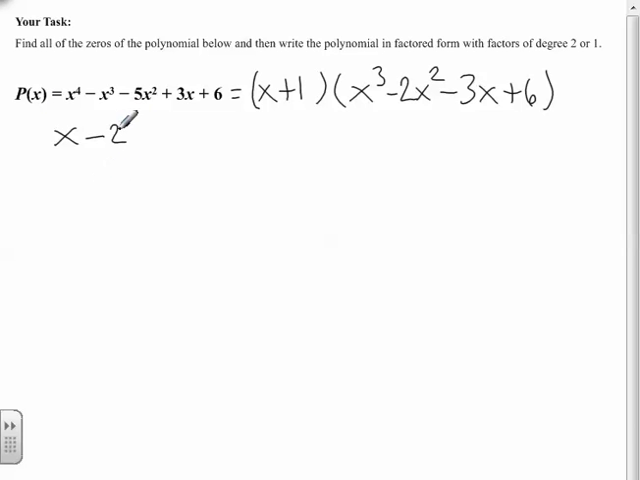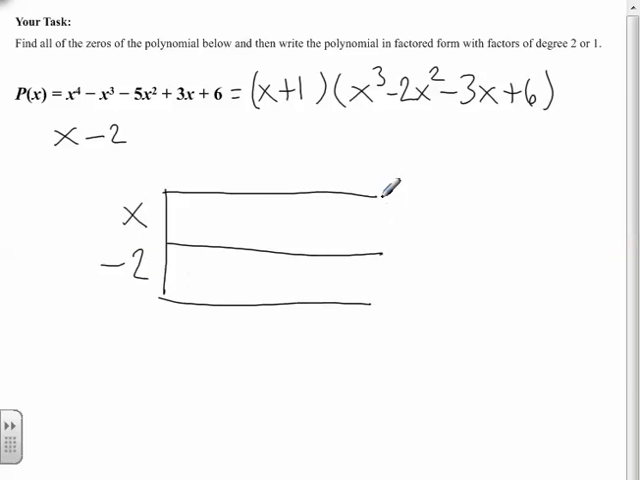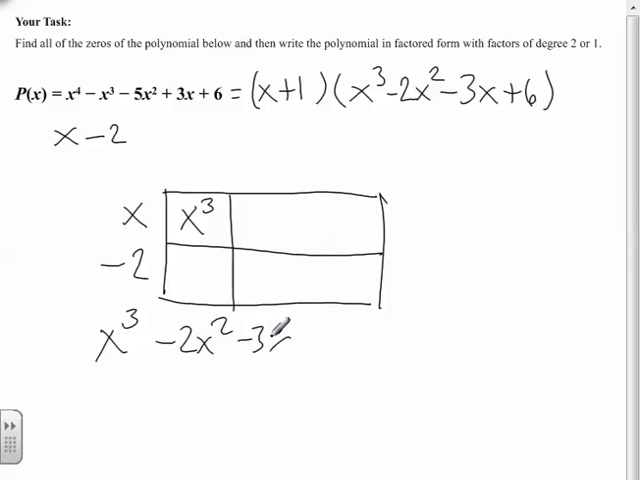So we're going to take and see if this will divide evenly into this piece. So we're going to do another set of long division. So there's our x minus 2. And I need that to equal x cubed. So this first piece is x cubed. And minus 2x squared minus 3x and plus 6.